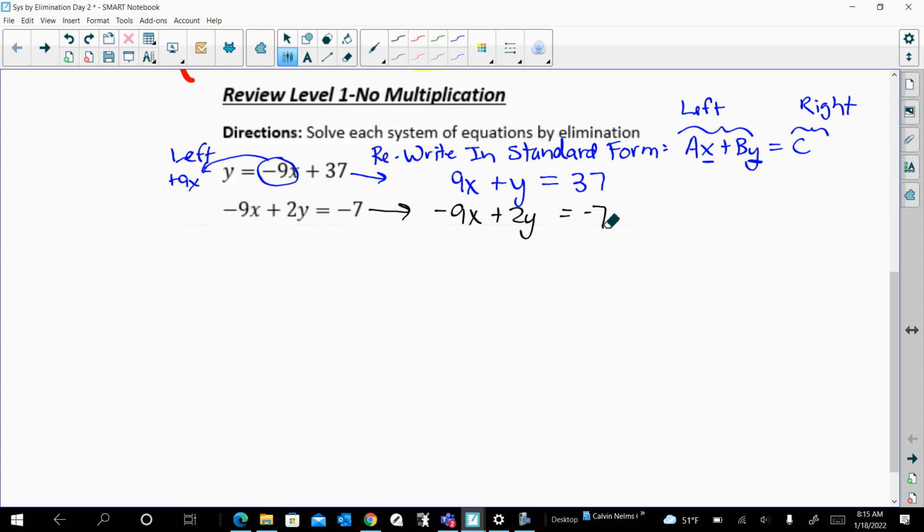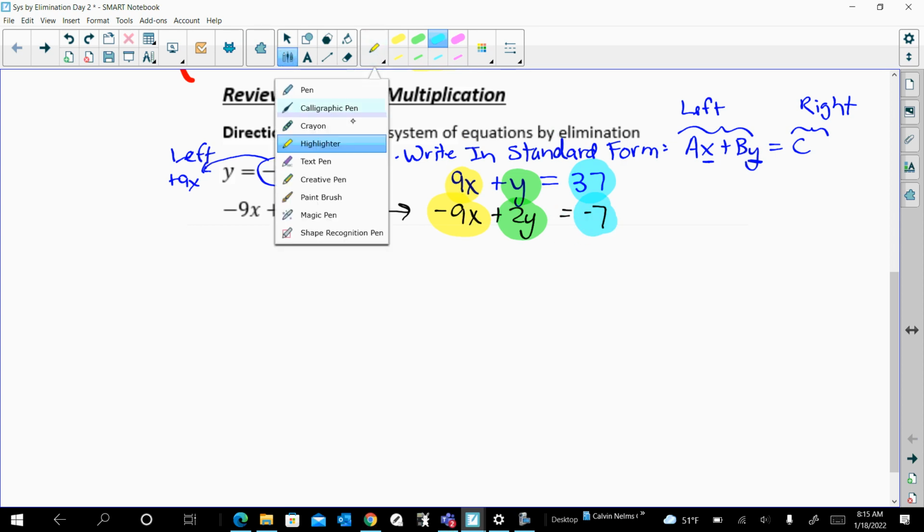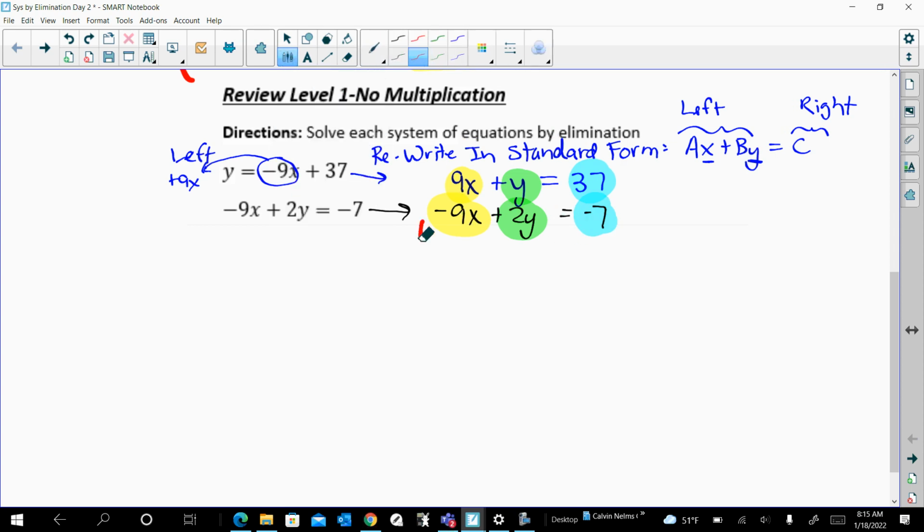Now, are my terms lined up? Yes. Okay. I can physically see that here's an x term, there's an x term. Here's a y term, there's a y term. There's a constant, there's a constant. They're stacked and lined up. So I can add to eliminate. Which term can be eliminated? The x, because it is an opposite. We have a positive 9x and a negative, so that's gone.